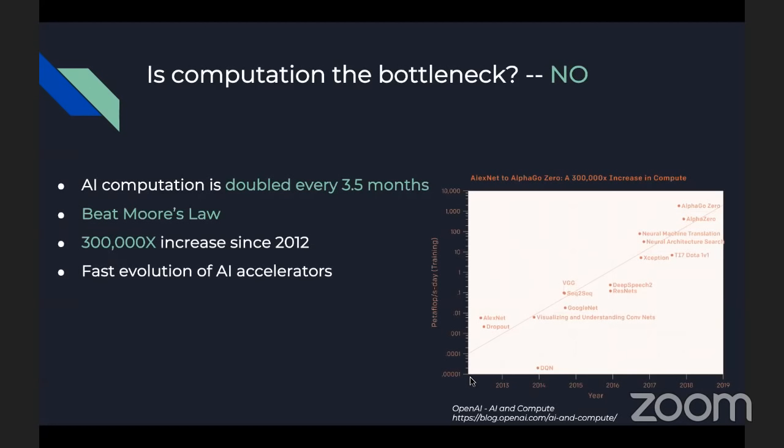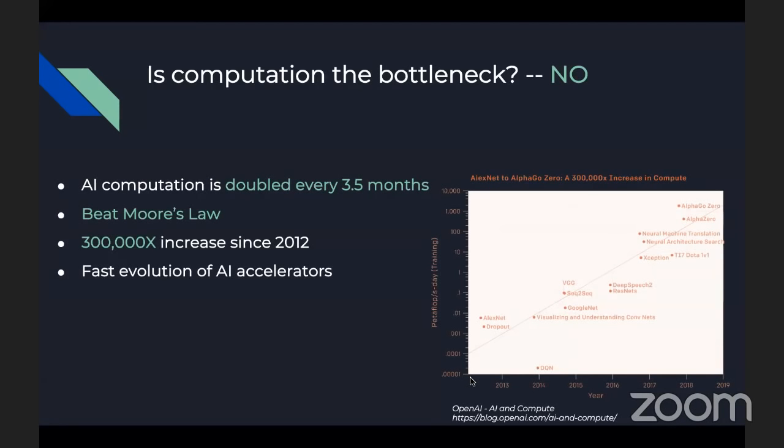And this speed is really crazy, and it already beat the well-known Moore's law, which doubles every 18 months. So since 2012, the AI computation has increased 300,000 times. The plot on the right-hand side shows where this number comes from. The y-axis is actually log scale. So although it looks linear, actually it's exponential.